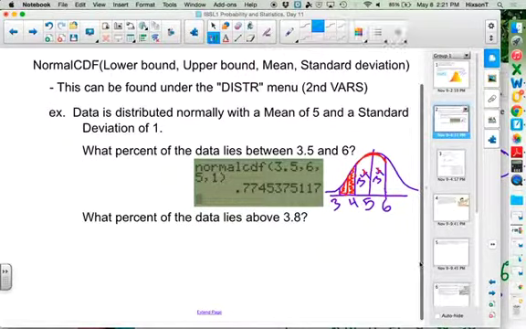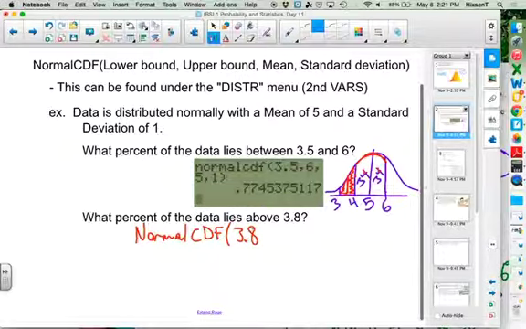So I could do normal CDF. And I could put in 3.8 as my lower bound, and then I could just put in some really big number. 11. 999. Okay? Everything else is the same, right? Everything else will be the same. The mean is still 5, the standard deviation is still 1. Okay?